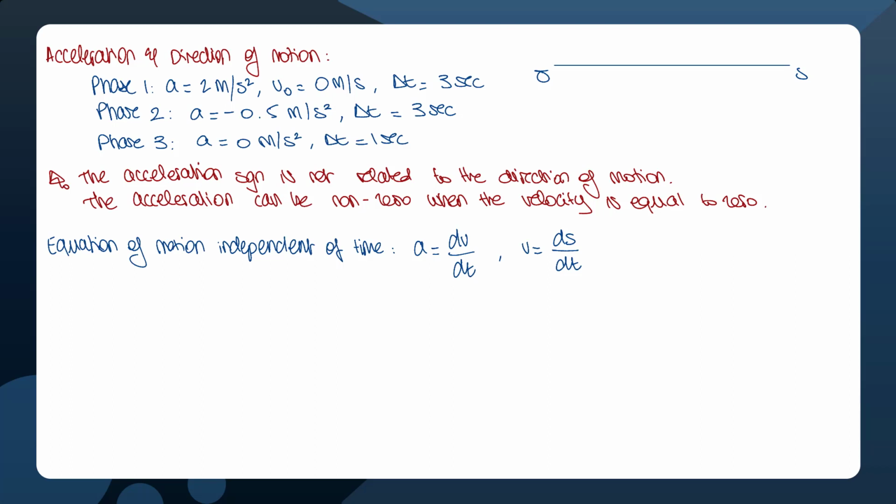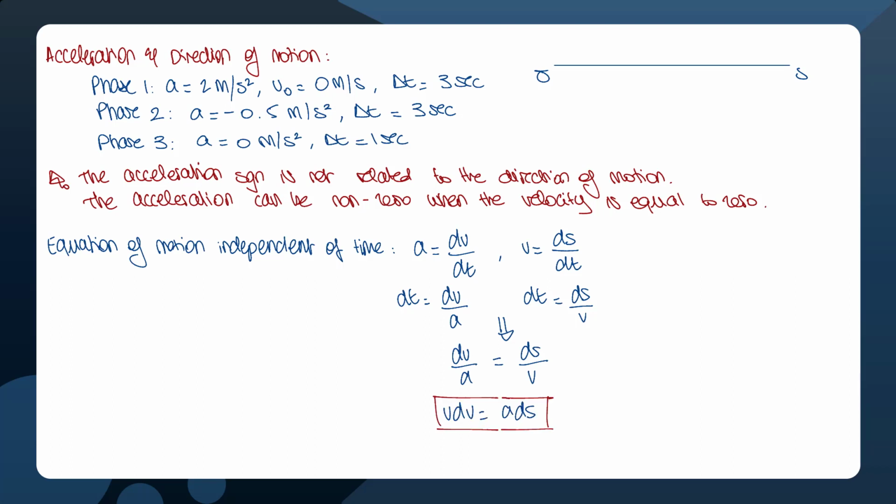So one can write that dt is equal to dv over a and dt is equal to ds over v. And by combining those two expressions, we end up with an expression that is totally independent of time. And it says that dv over a is equal to ds over v. And now if we take the cross product, we'll end up with v dv is equal to a ds.